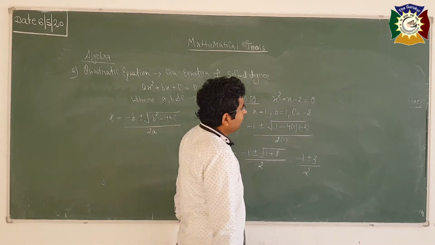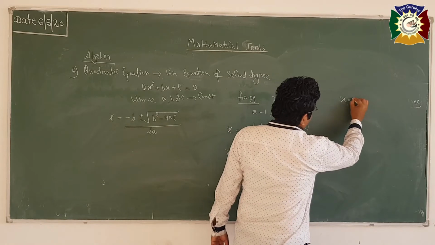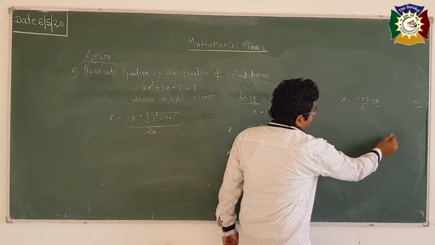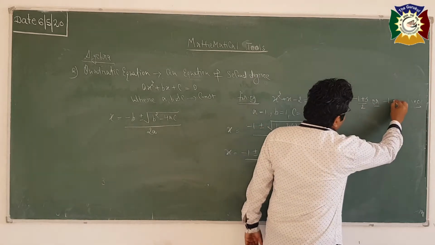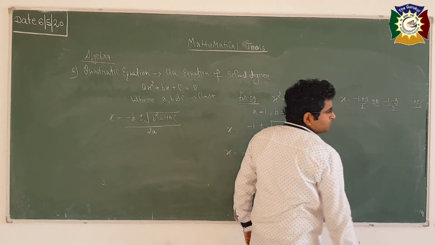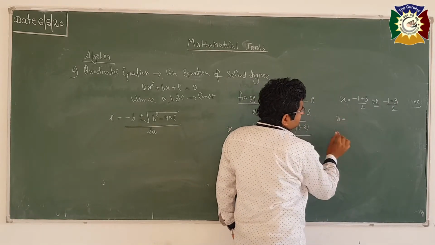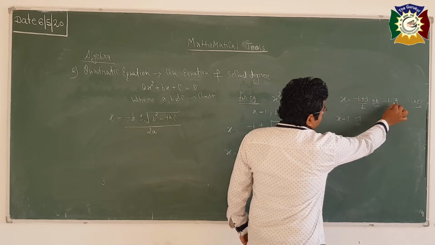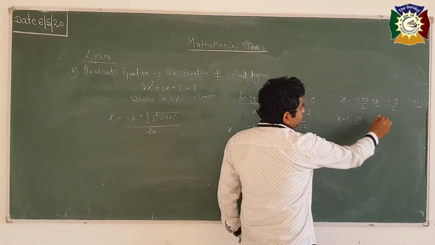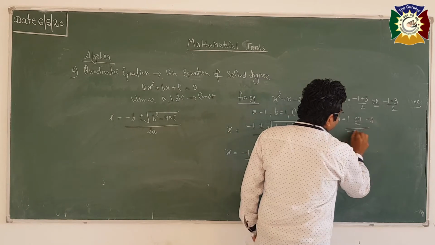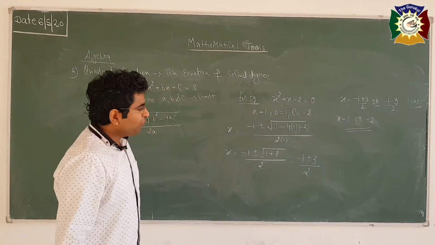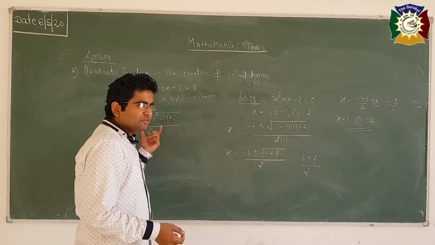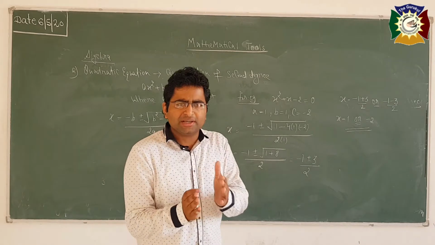Now x will be equal to minus 1 plus 3 by 2, or minus 1 minus 3 by 2. Now x is equal to 3 minus 1, 2, divided by 2, 1, or minus 3 minus 1, minus 4, divided by 2, minus 2. So if you find this type of expression, you can solve it with the help of this formula, and this you have studied in class 10.